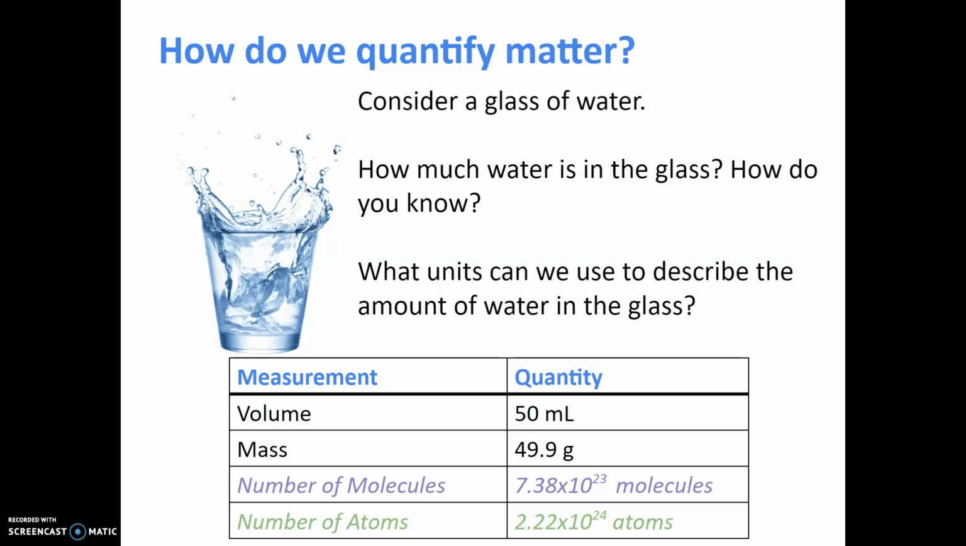One can also talk about the water molecules themselves. There's 7.38 times 10 to the 23 water molecules. And if we wanted to get even more in depth, if we counted all the hydrogens and oxygens, we would have 2.22 times 10 to the 24 atoms. And that is a lot of stuff. But in chemistry land, we're really interested in those molecules and those atoms. And so sometimes we're going to have to deal with these really large numbers.